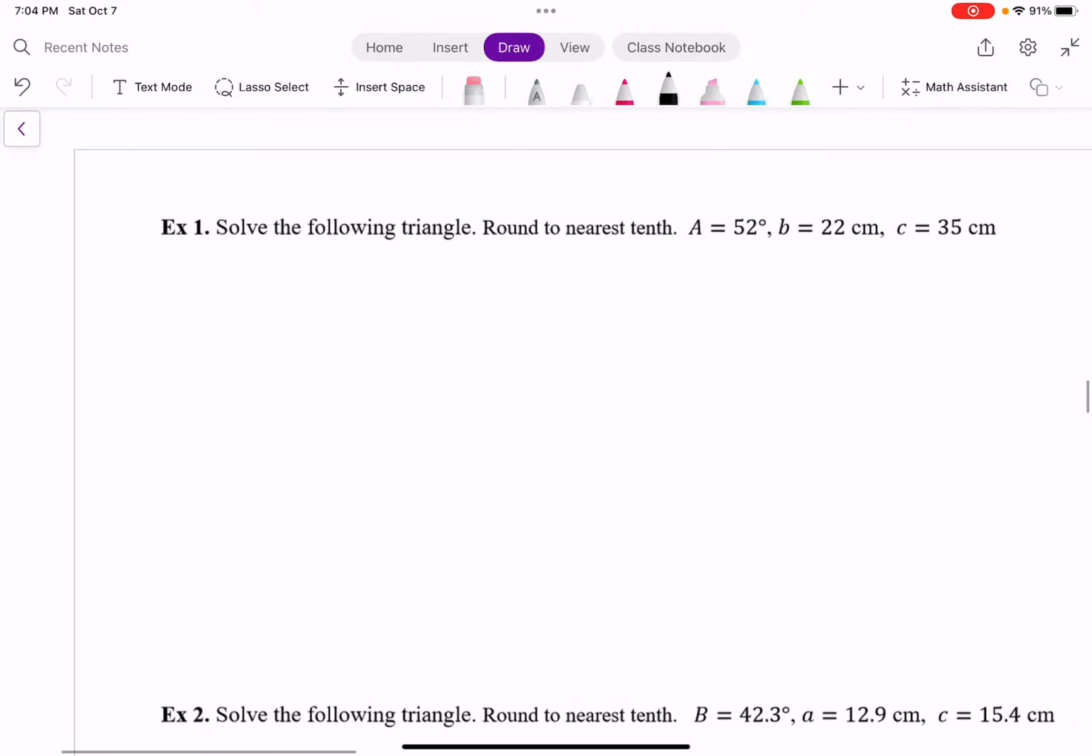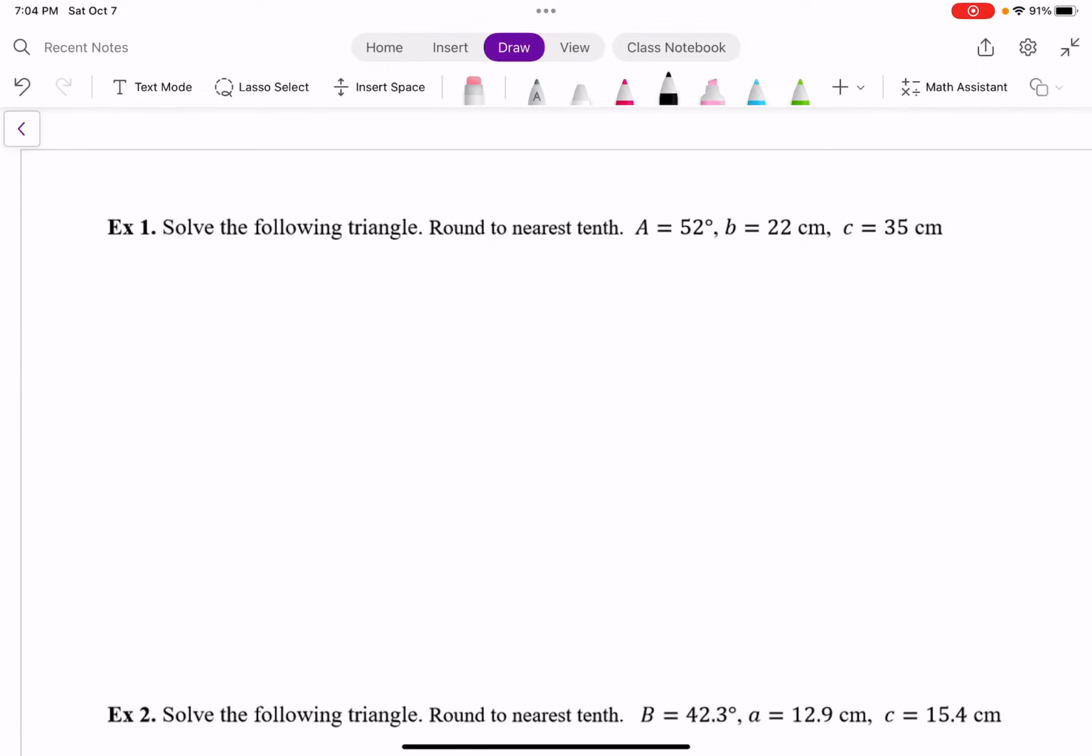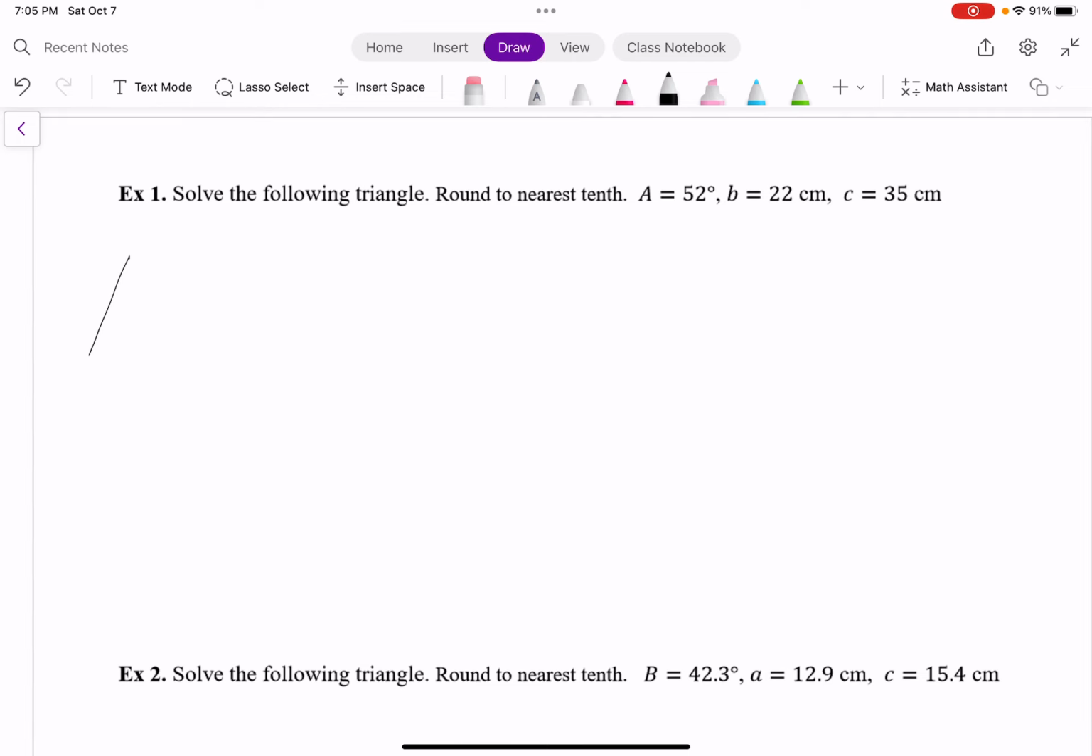Okay, let's see the first example. Example 1: solve the following triangle, round to the nearest tenth. I do not have a graph, so let's graph it, maybe like this, A, B, C. The angle A is given as 52 degrees, and angle B is not given. Side B is 22, and side C equals 35. First we need to find a.